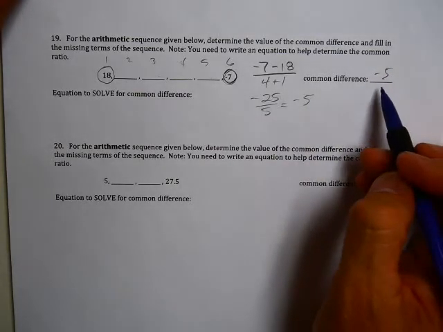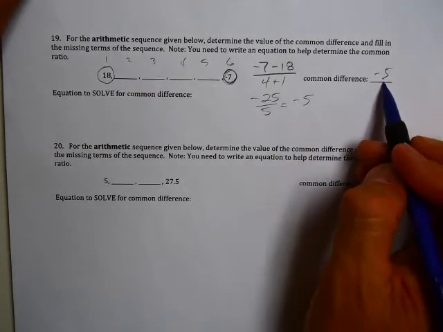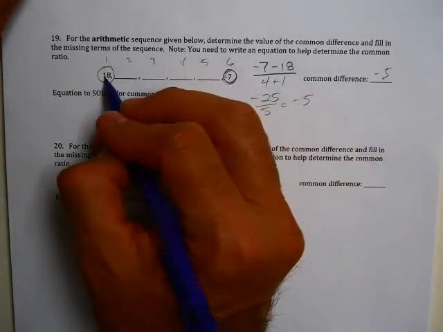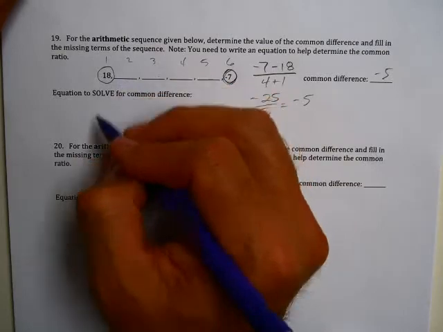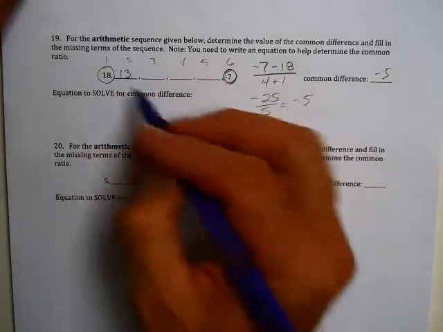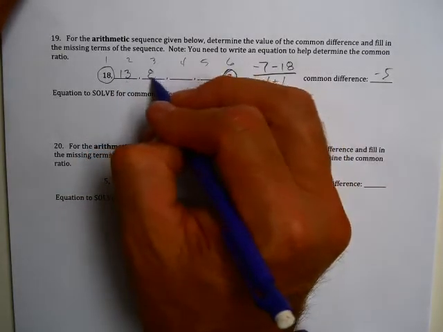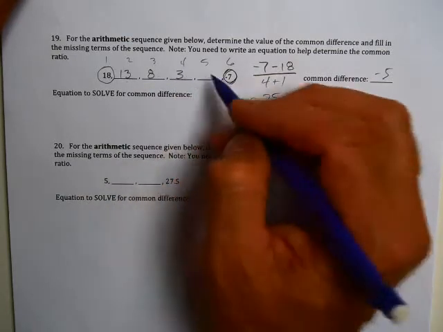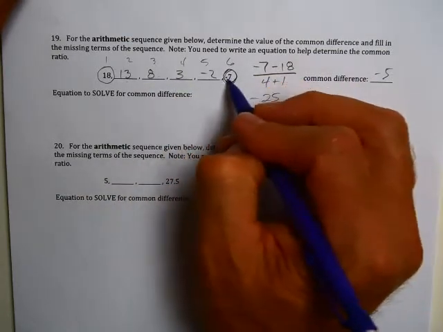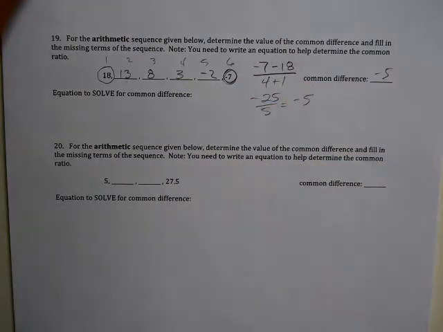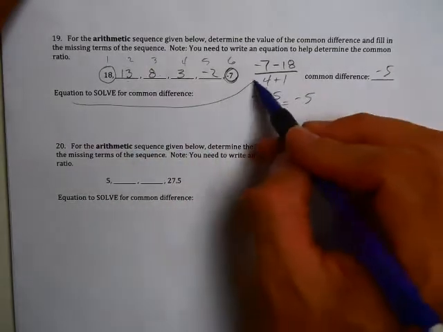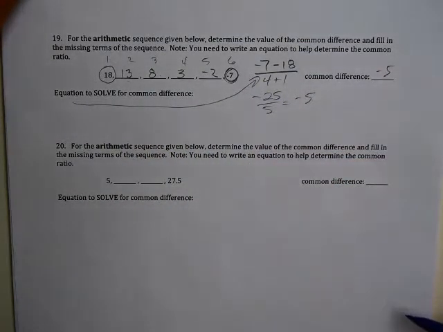And now all I have to do is take away 5 each time to get these answers. So 18 minus 5, 13. 13 minus 5 is 8. 8 minus 5 is 3. 3 minus 5 would be negative 2, and negative 2 minus 5 is negative 7. This is the equation to solve for the common difference. Right there, that'll work just fine.